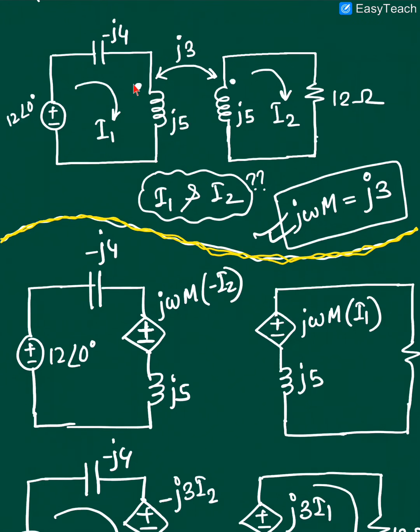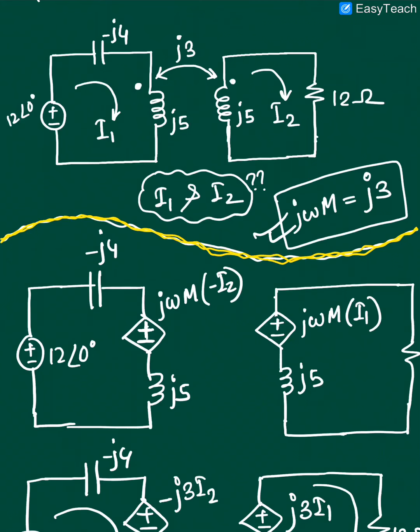So you need to replace this particular coupling with an equivalent dependent voltage source in the primary side as well as the secondary side. And as you know, the positive sign of this dependent voltage source will be in the direction of the dot, right? So the dot is in this direction, so the positive sign will be on the upside and the negative sign on the downside. Similarly in the secondary side, the dot is here, so the positive sign will be here and the negative sign will be here, right?